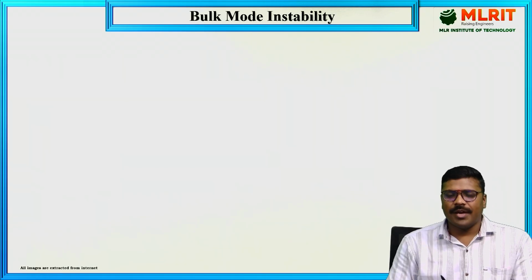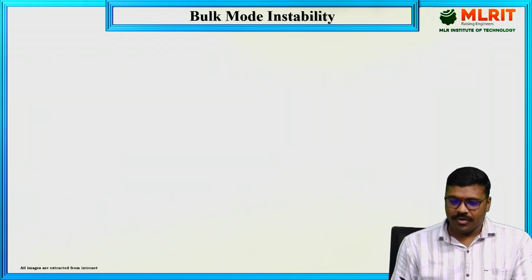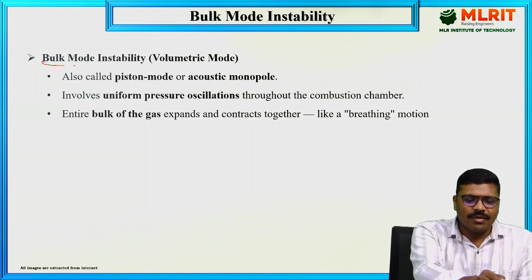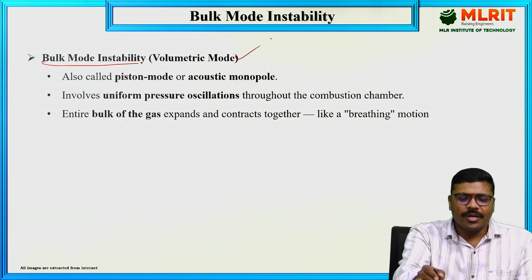So coming to the types of combustion instability. There are two types: bulk mode of combustion instability and wave mode of combustion instability, right? So the bulk mode of combustion instability is also the volumetric mode.